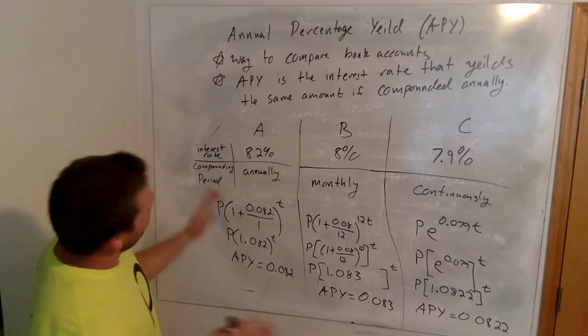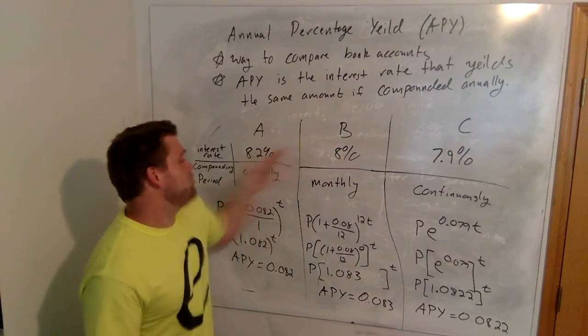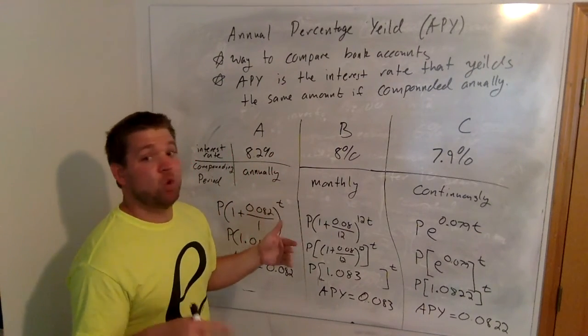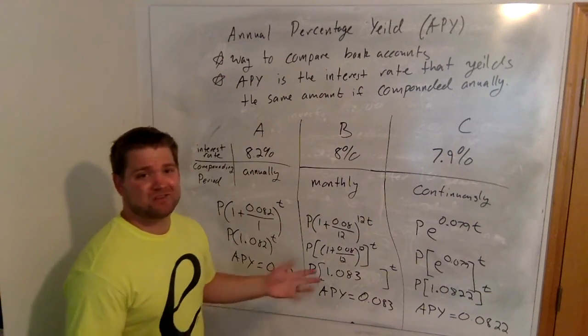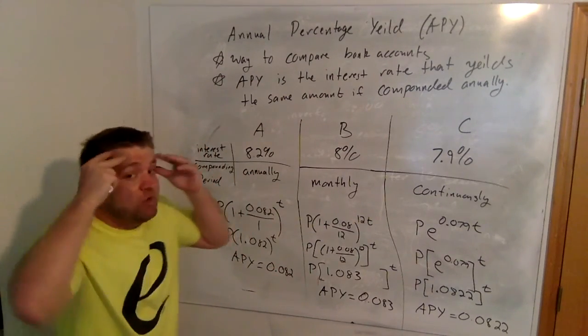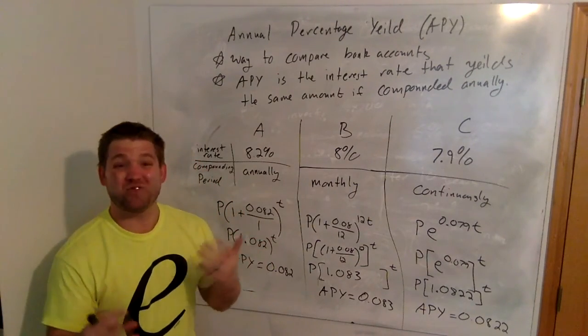They're saying, "Oh yeah, sure that bank is giving you 8% monthly. Well, we'll just give you 7.9%, but we'll compound continuously. Doesn't that sound great?" Maybe you're sitting there like, "Oh, I don't know what's better. I wish I had a way to compare these bank accounts."